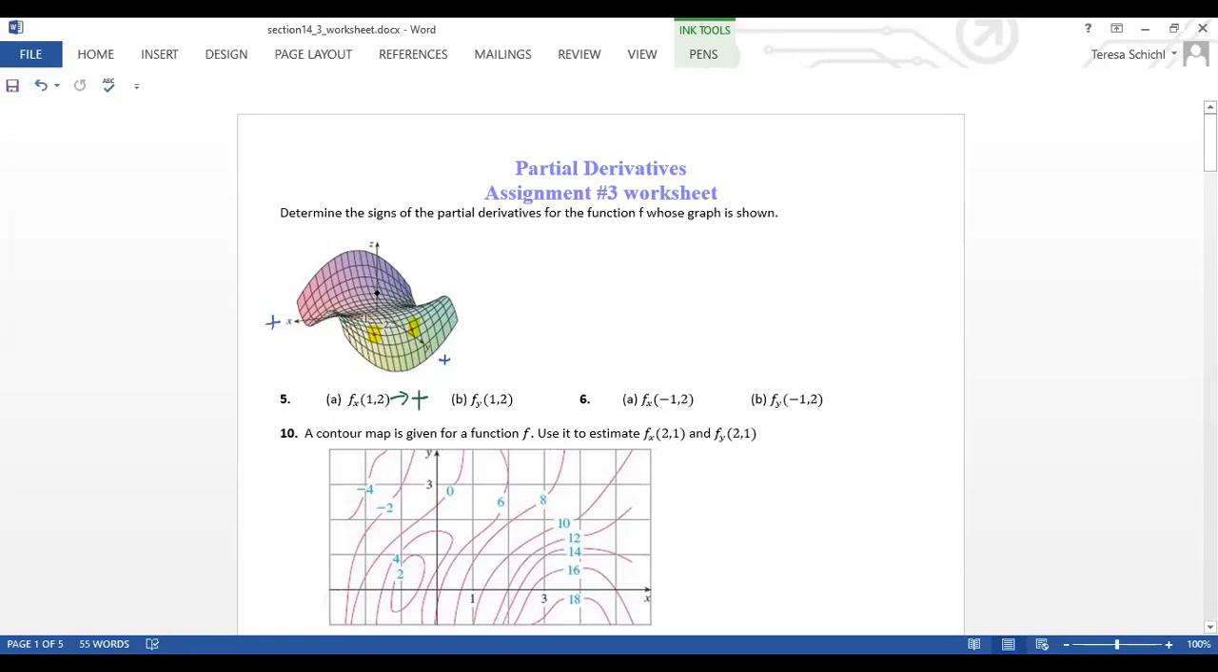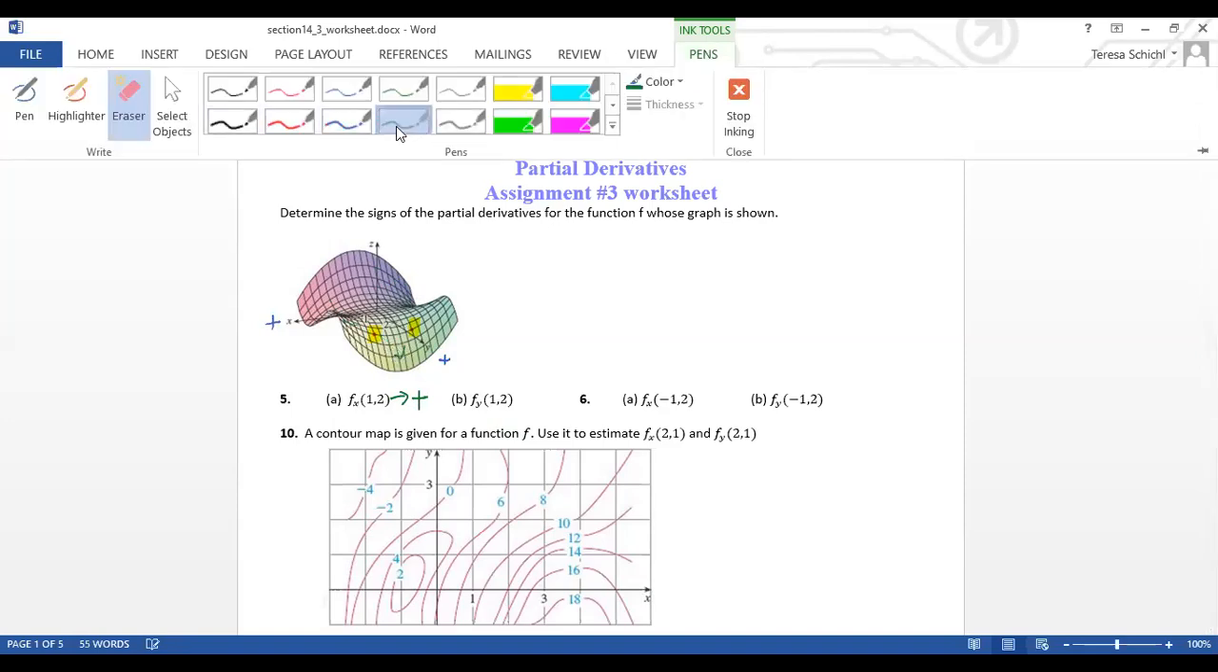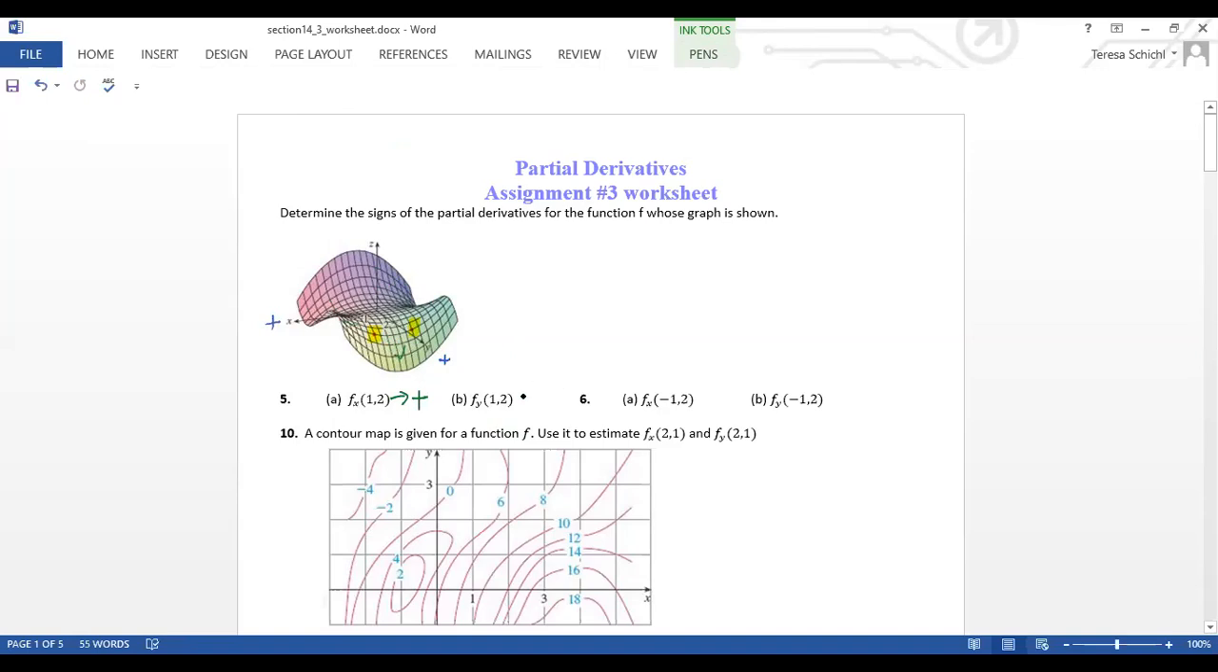Okay, so let's take a look at the f_y(1, 2) here. If I'm moving along the y direction here, what do you see? You see the value going down, like a kind of slope going down. So I know this one here will give you a negative number. So it's a negative rate of change.